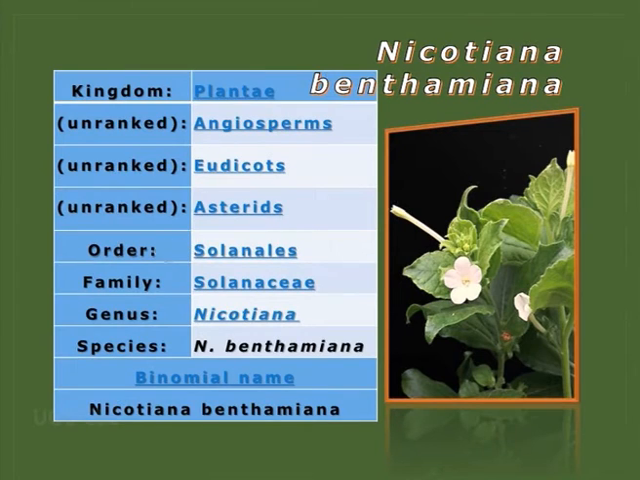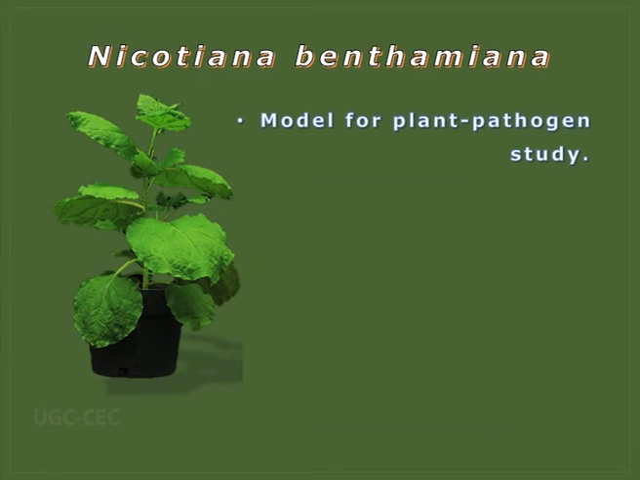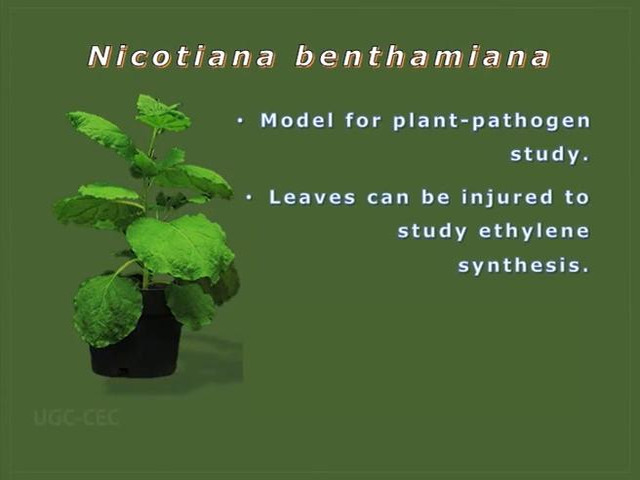Now we are coming to Nicotiana benthamiana. It belongs to the order Solanales and family Solanaceae and genus Nicotiana and species Nicotiana benthamiana. It is a model to understand plant pathogen study, and this is the most vital place wherein researchers are tremendously interested in understanding plant pathogen interaction. Leaves can be injured easily to understand ethylene synthesis, meaning any kind of stress leads to generation of ethylene. This type of study can be easily done using Nicotiana benthamiana.